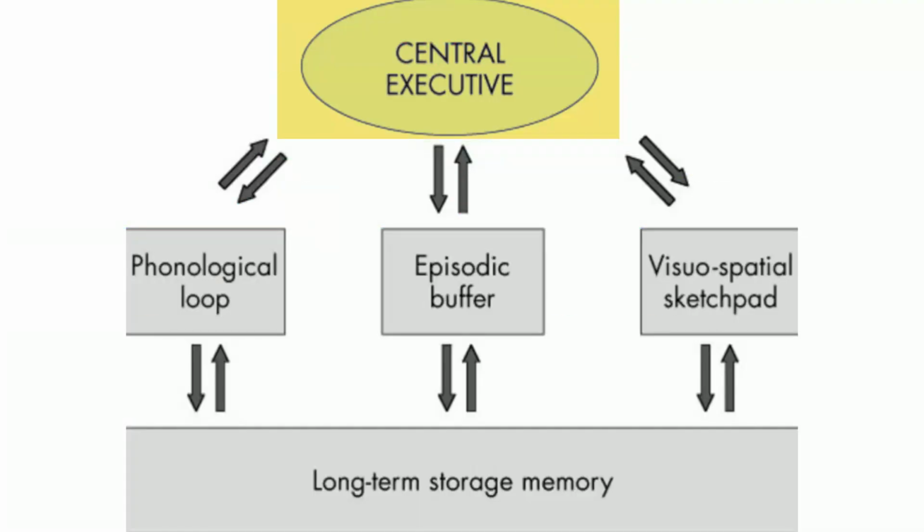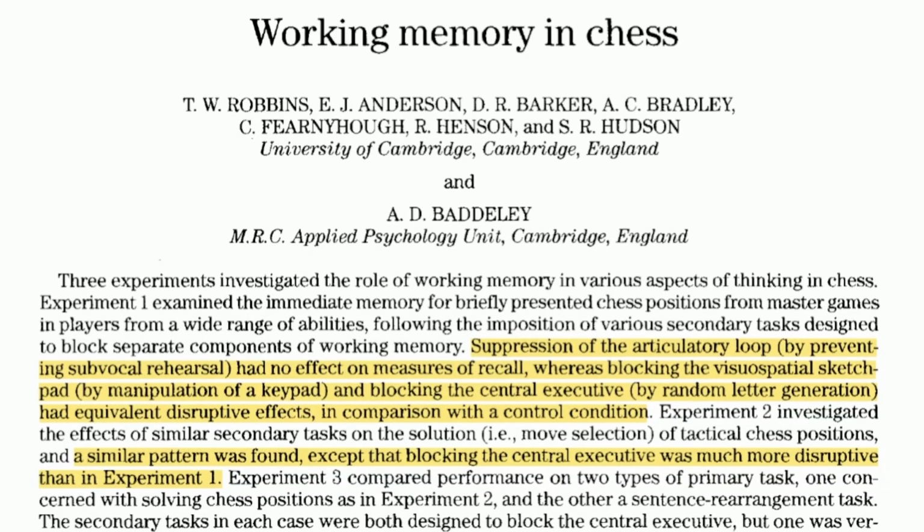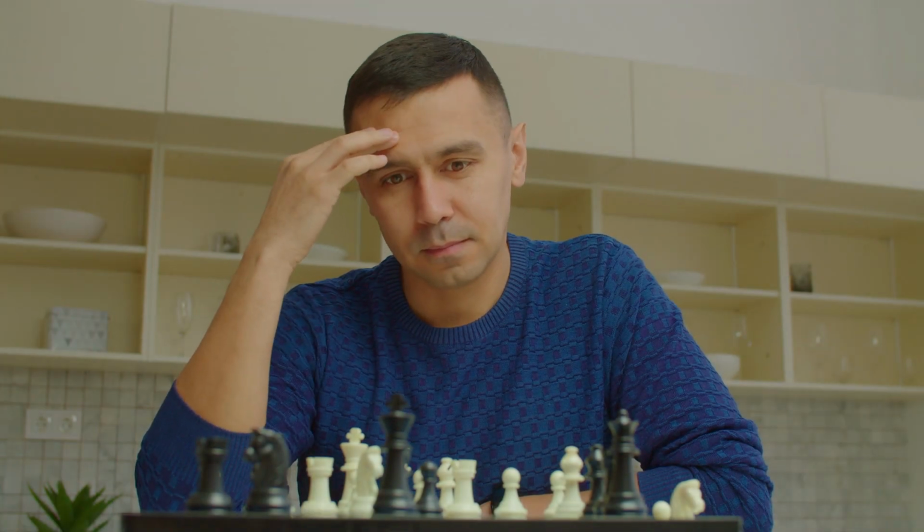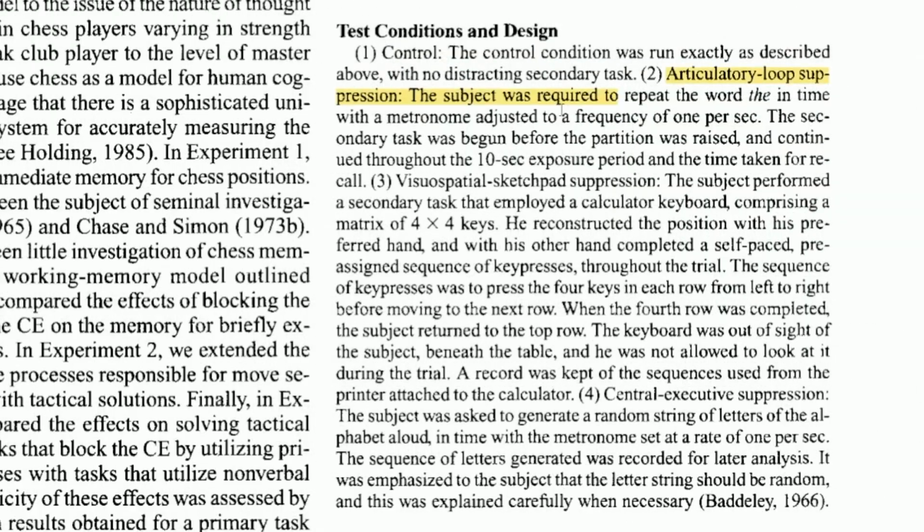They all interact with the central executive, which is an attention system that doesn't store anything, it just points your attention at something. A key assumption in this model is that if tasks use the same component, they can't be performed together successfully. A chess study illustrates this very well. The control group had players recall a chess position. Then the three test groups were given tasks to do during the retrieval. One group had to say "the" in time with a metronome, one group had to push a pattern of key presses on a calculator, and another group had to generate a random string of letters of the alphabet and say it out loud.